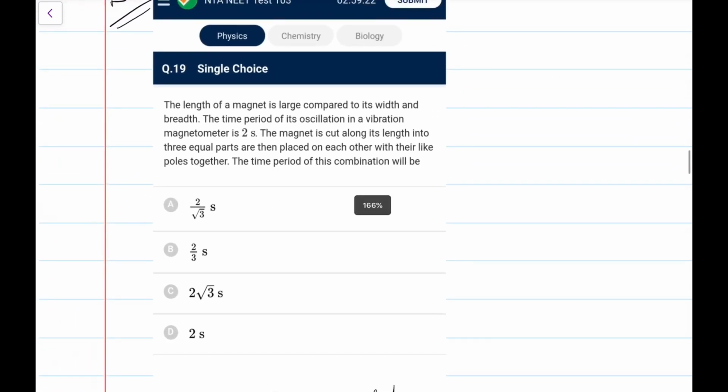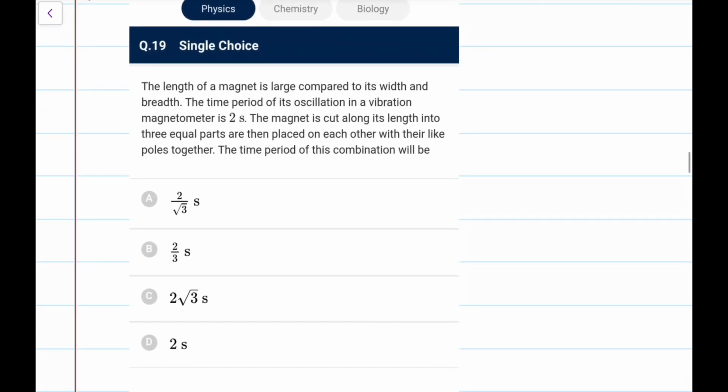Next one. The length of a magnet is large compared to its width and breadth. The time period of its oscillation in a magnetometer is 2 seconds. Now the magnet is cut along its length into 3 equal parts and they are placed on each other with their like poles together. The time period of their combination is. It is cut along its length.